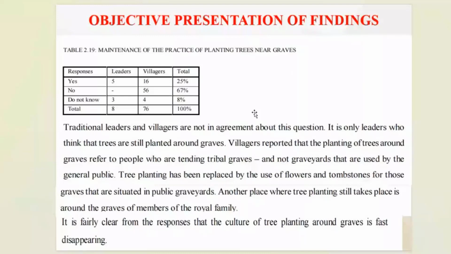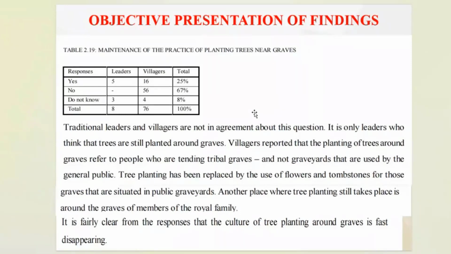Then the final statement is that it is fairly clear from the responses that the culture of tree planting around graves is fast disappearing, because more people, 67% against 25%, said that it is no longer practiced. They say indeed it is disappearing, but all of them do agree that it was there, and that it was a culture of the Bavenda which was practiced. So this is how I think it is. I tried to maintain objectivity to a greater extent.